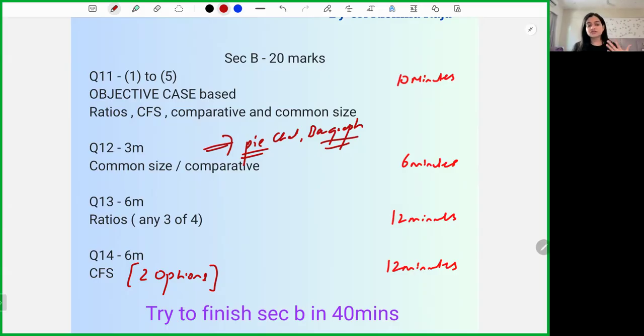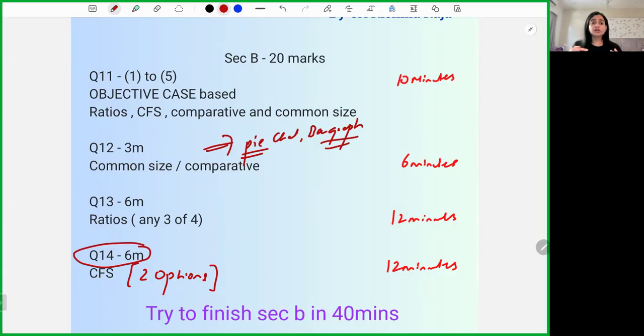Okay. Next, finally, question number 14, cash flow statement. Again, you'll have an option here. You will have question 14A, question 14B. Question 14A might be a question wherein you have to prepare the whole cash flow statement, and question 14B might be a question wherein they might ask you only operating, or operating and investing, or operating and financing. So operating is something that they usually test you on. Okay. Try to finish this entire section within 40 minutes.